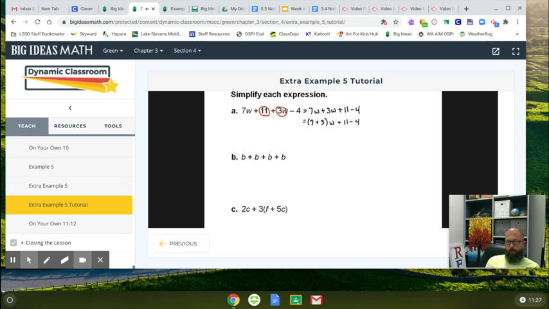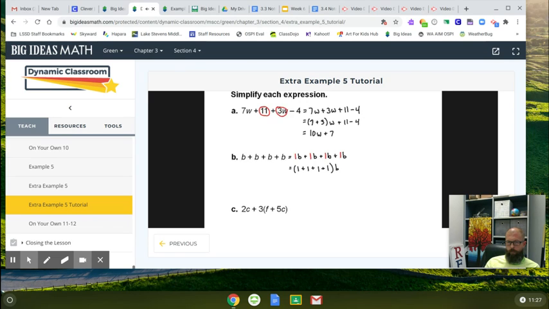Part B, b plus b plus b plus b. First, use the multiplication property of 1 to rewrite the expression as 1b plus 1b plus 1b plus 1b. Then use the distributive property to rewrite the expression as the quantity 1 plus 1 plus 1 plus 1 times b. Then add the coefficients. 1 plus 1 plus 1 plus 1 is equal to 4. So in simplified form, the expression is equal to 4b.